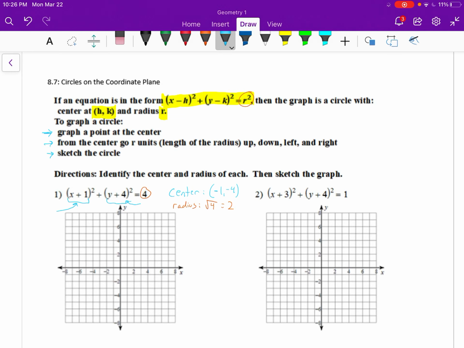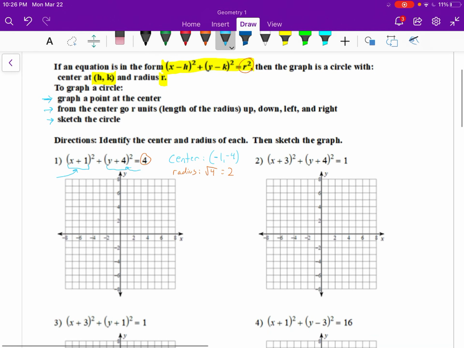So from there, what we do is we graph our center, which is at (-1, -4). And then we can go left 2 from the center, up 2 from the center, right 2 from the center, and down 2 from the center. And then we graph our circle.